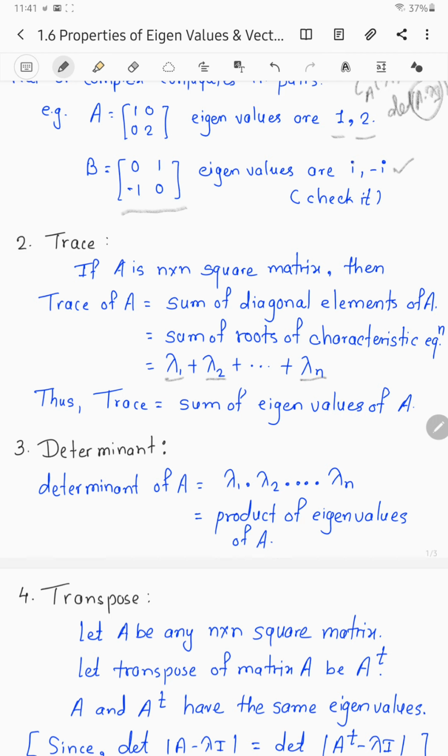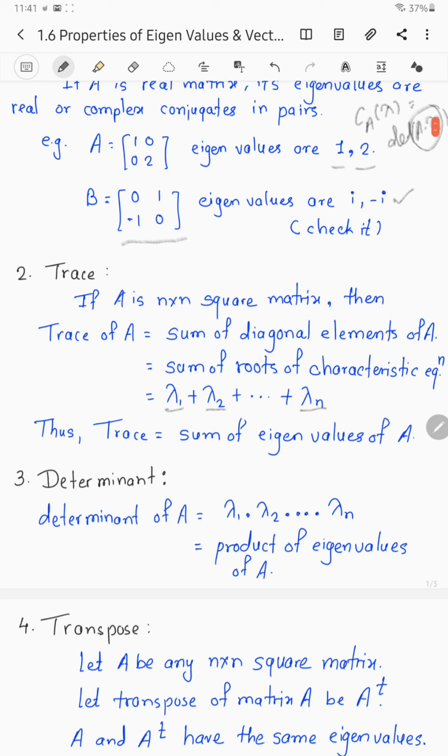Now for matrix A, what is the trace? The trace is the sum of the diagonal elements. For matrix A, the sum of the diagonal elements is 1 plus 2, and this is nothing but the sum of roots, that is, the sum of eigenvalues. The sum of eigenvalues is 1 plus 2, so this is also 3.